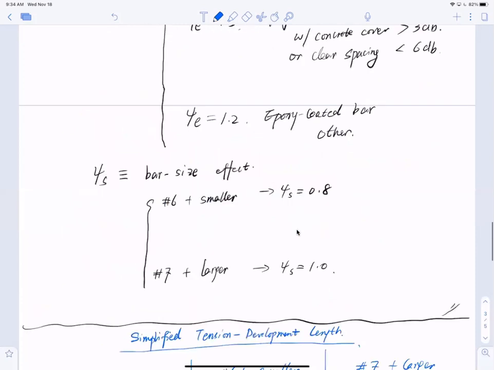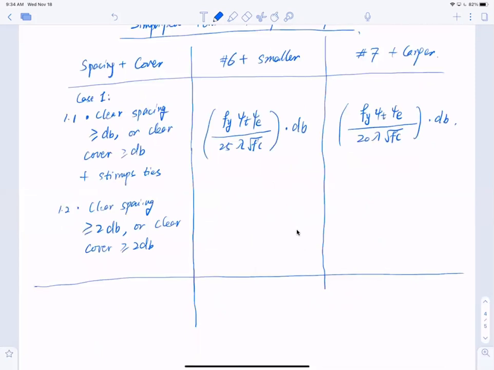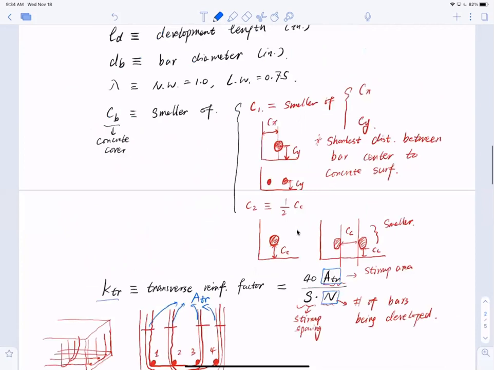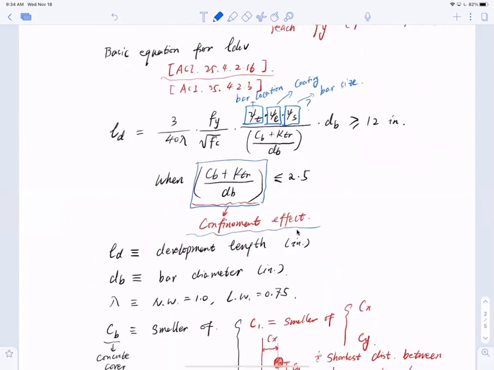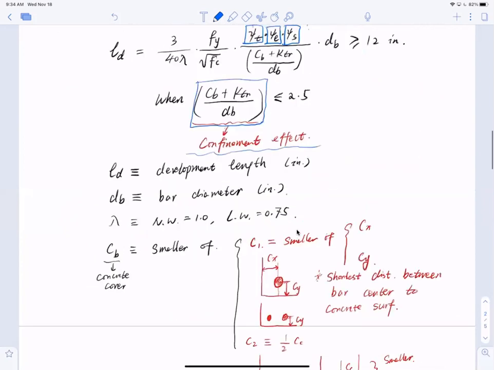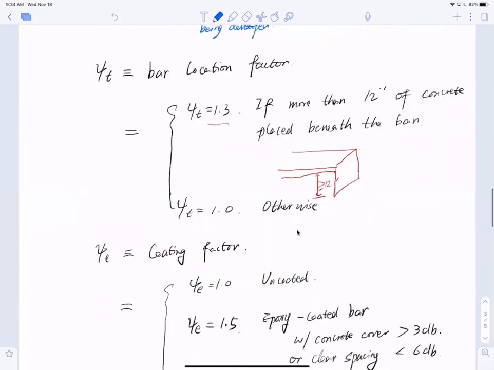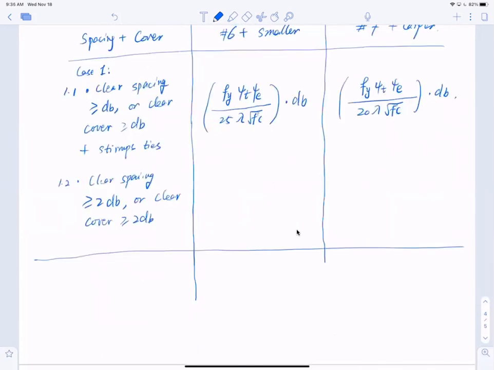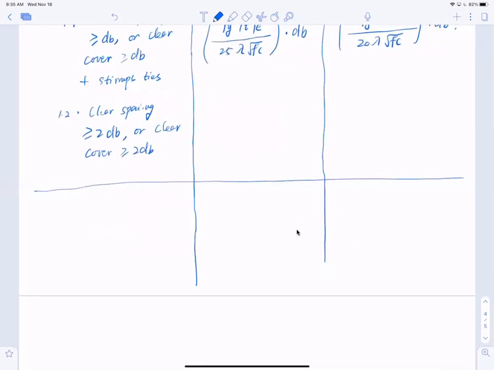Now I want you to pay attention. You see here in this equation, there's no concrete cover and there's no Ktr, transverse reinforcement, anymore. So the whole idea of the simplified equation is to get rid of this confinement effect. That's why it's called the simplified approach. Now you don't have to consider that. All right. So this is the first case, and all the other scenarios are defined as case 2.